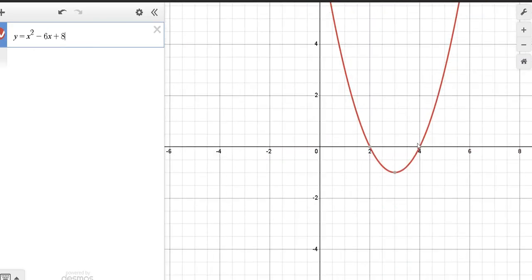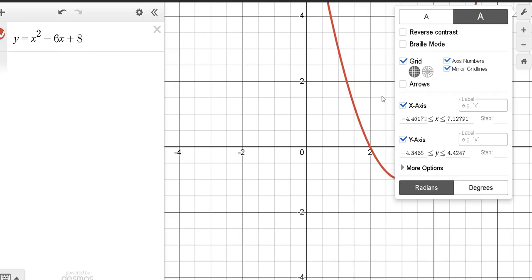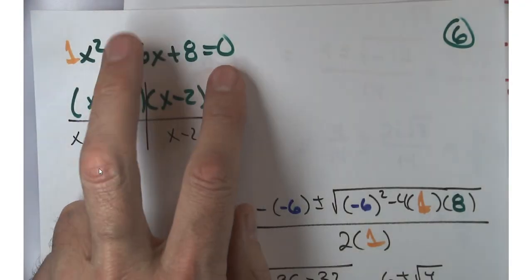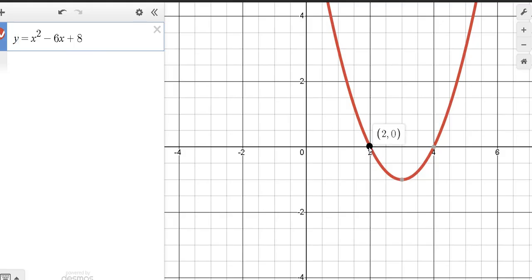And if you look at where this crosses the x-axis, what's the y-coordinate where this crosses the x-axis? The y-coordinate. 0. Yeah, it crosses at 0. And in fact, both of these y-coordinates are 0. So when the y-coordinate is 0, if this was a 0, I would get exactly the same thing that I've got here. 0 equals this expression. And the two solutions are exactly where this crosses the x-axis. 2 and 4.